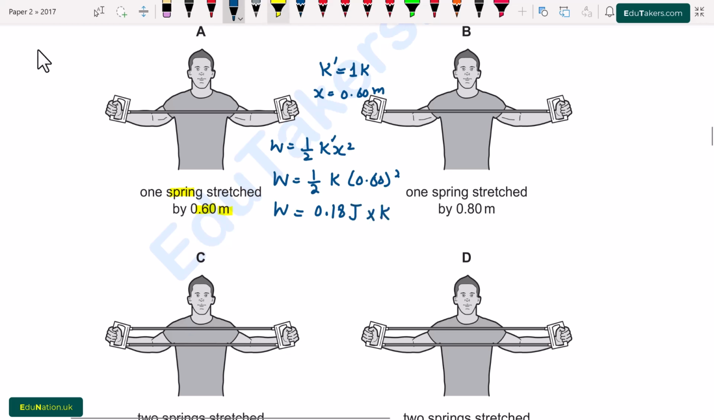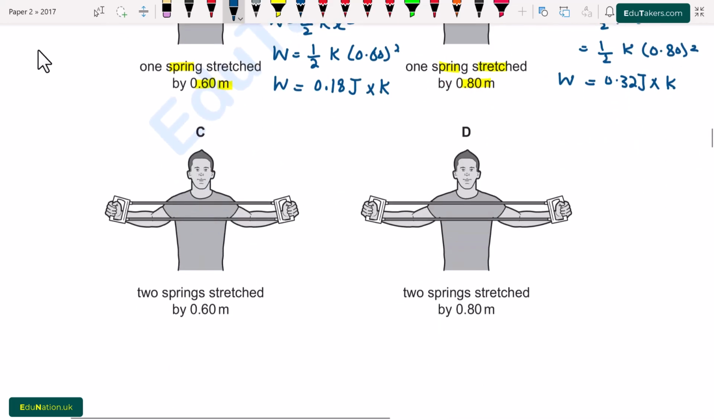In the option B, there is also one spring stretched by 0.80 meter. So in this case, work will be equal to 1 over 2 k prime x square, where again there is only one spring. So here will be k and x is 0.80 square. So work will be equal to 0.32 joule multiplied by k, where k is the spring constant.